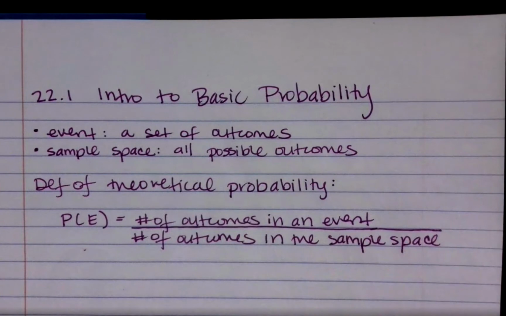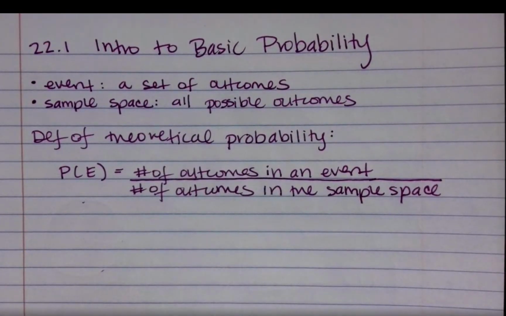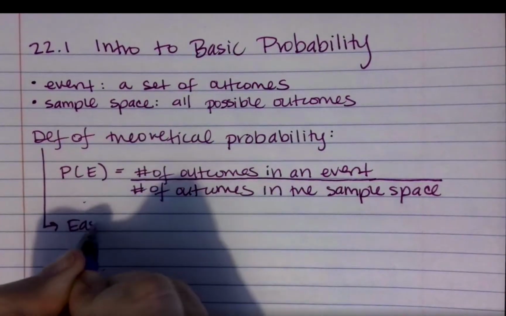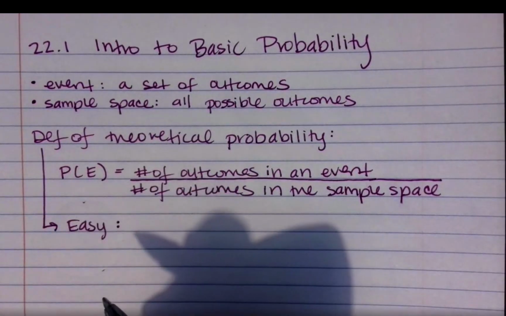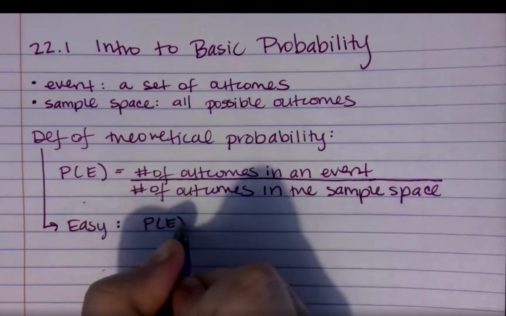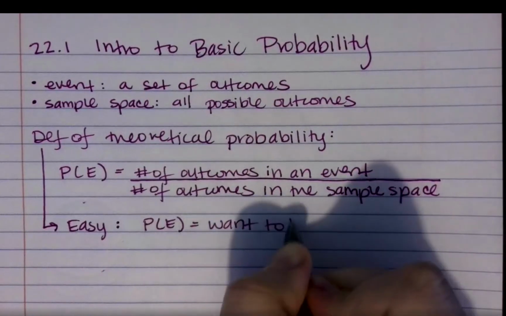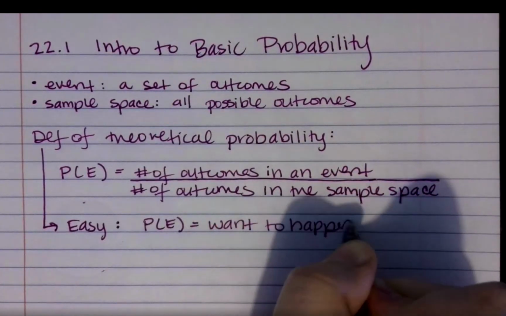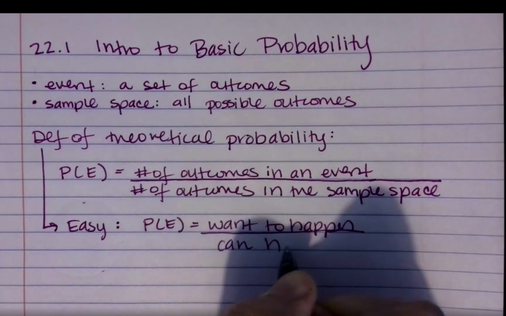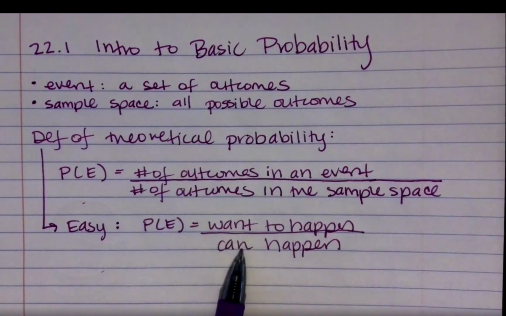So that's our definition. It's beautiful. There's a lot to think about. There's a lot of words. I want to include an easy definition that I like to think about a lot. So the simple definition is that the probability of something happening is just what you want to happen out of what can happen. So this is how I think about it. What we want to happen out of what can happen.